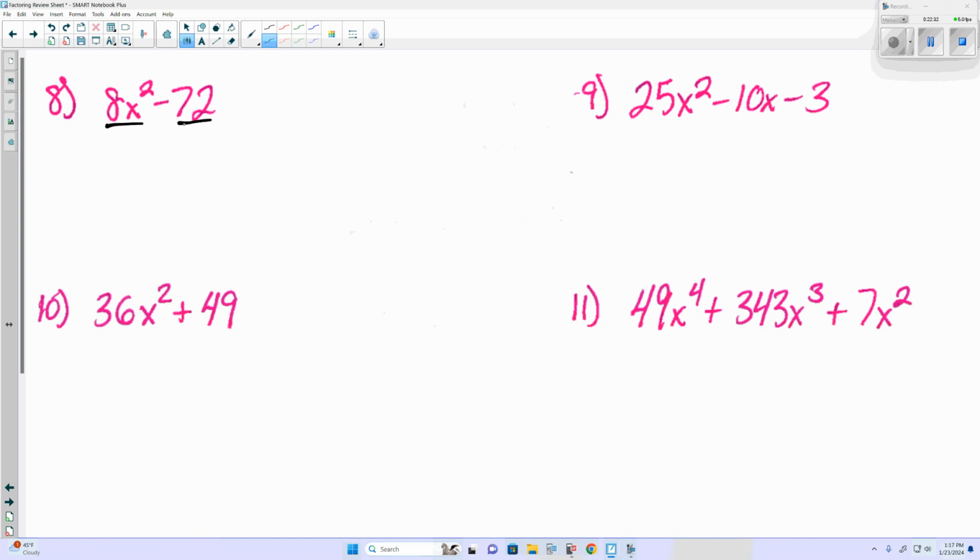If there isn't one, our next step is to see what times itself is 8. There's not. Does 8 go into 72, right?